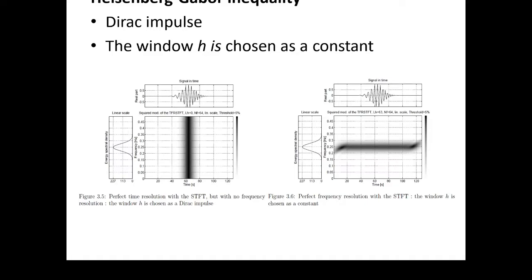Then there is the Heisenberg-Gabor inequality. If you use an impulse window in time, you will lose the frequency resolution, and if you apply an impulse window in the frequency domain, you will lose the time resolution.